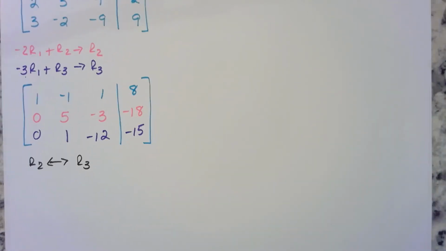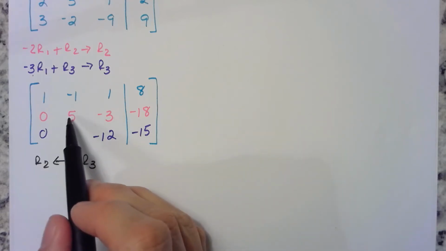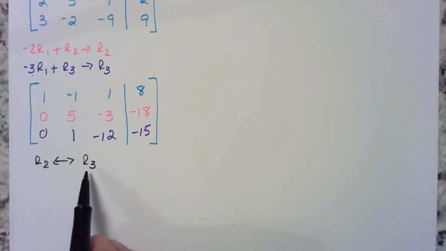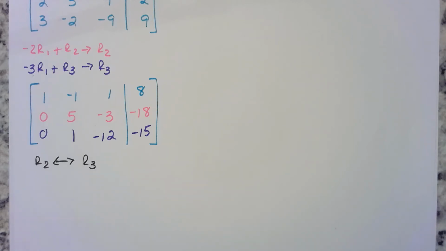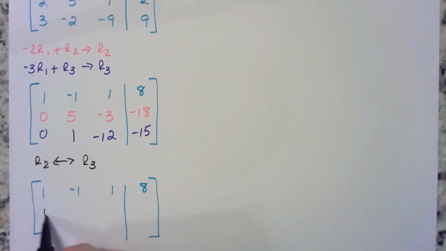If you don't do that, it'll still work. For example, if you divide row 2 by 5, it'll still work. This way we just have less fractions. And we may still get fractions, but at least we're postponing it a little bit, right? So let's switch rows 2 and 3. That means row 1 still stays the same. So switching those two, we have a 0, 1, negative 12, negative 15, and a 0, 5, negative 3, negative 18.